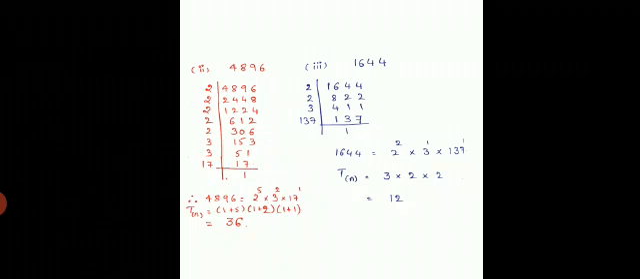Now find the sum first, then find their product. That is equal to 1 plus 5 is 6, into 3, into 2. After multiplying these 3 terms, you get T of n is equal to 36.